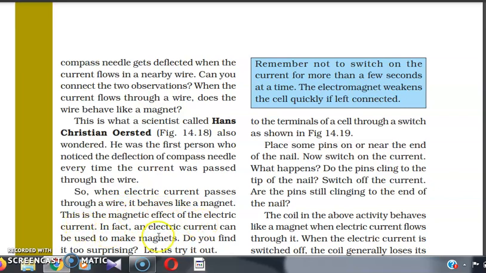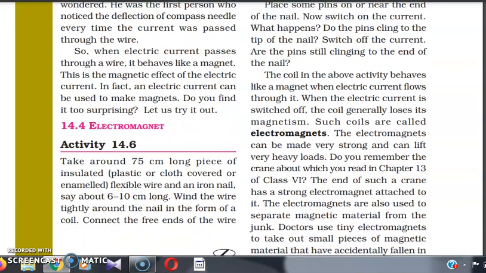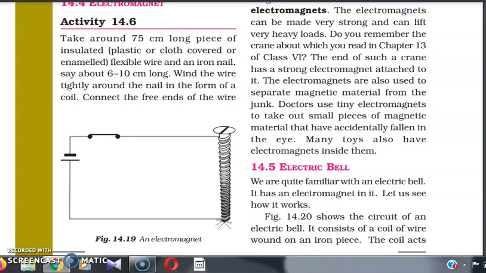In fact, an electric current can be used to make magnets. That is known as an electromagnet. Do you find it too surprising? Let us try it out. In order to make an electromagnet, we are going to do another activity. That is activity 14.6. Take around a 75 cm long piece of insulated plastic or cloth covered enameled flexible wire and an iron nail, say about 6 to 10 cm long. So, you have taken the wire and iron nail.